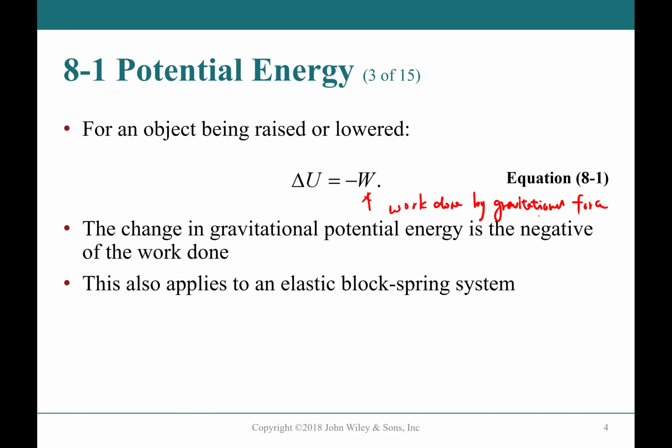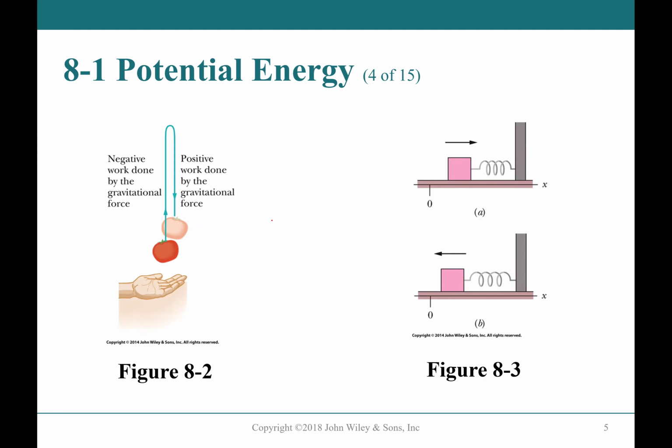If gravitational force is doing positive work, the change in potential energy is negative. But if gravitational force is doing negative work, then the change in potential energy is positive. And this also applies to a spring system. We can see here.